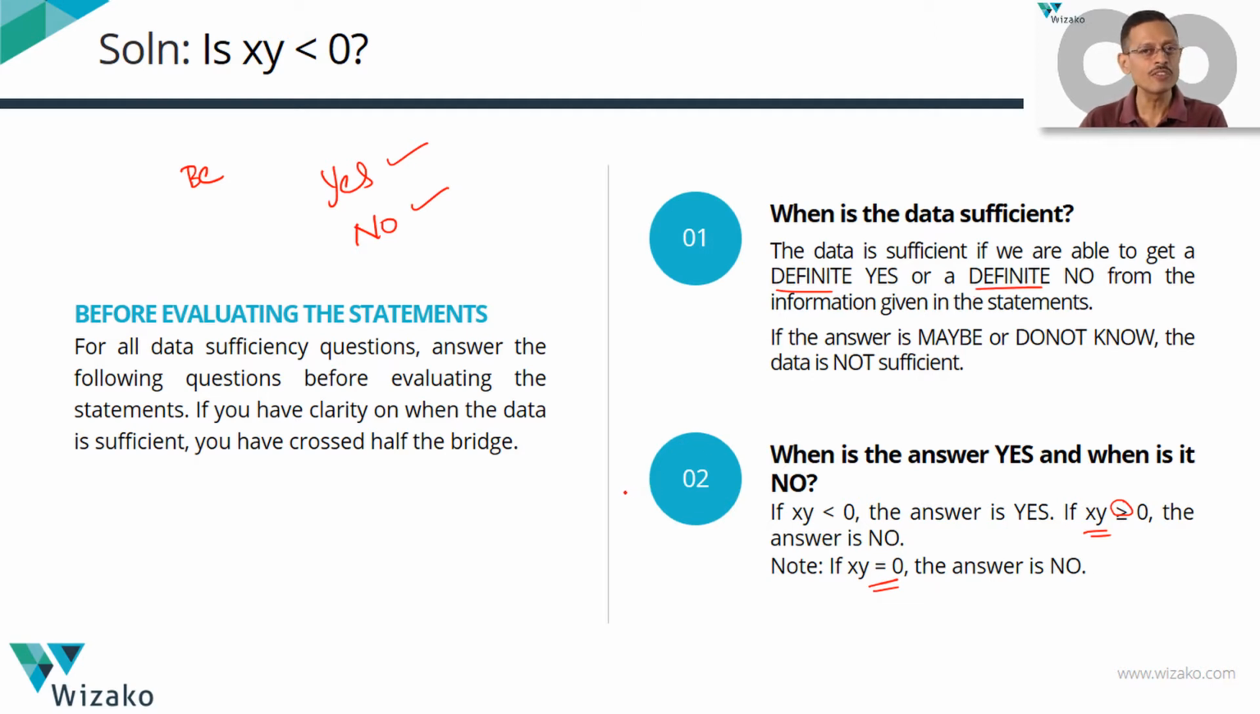If we find from the information in the statements that sometimes the product is negative, sometimes it's not negative, then the data is not sufficient. If you're answering with a maybe, that is when the data is not sufficient. Let's get started with the statements.